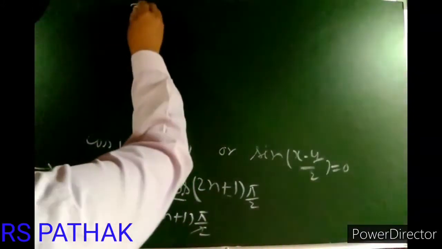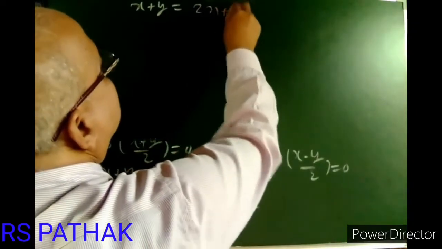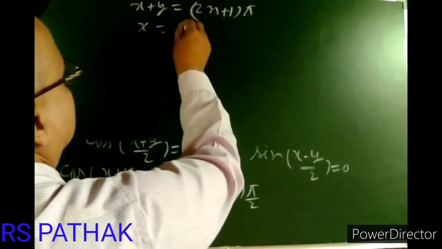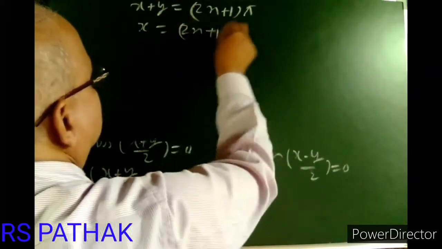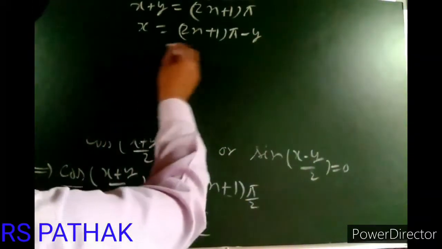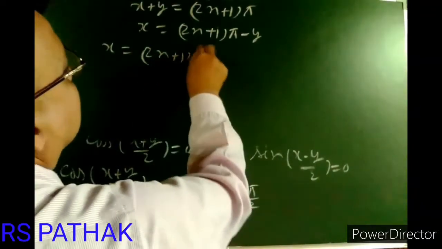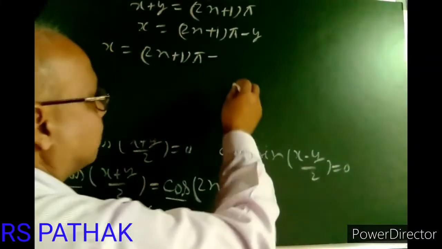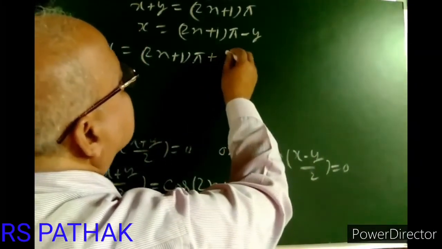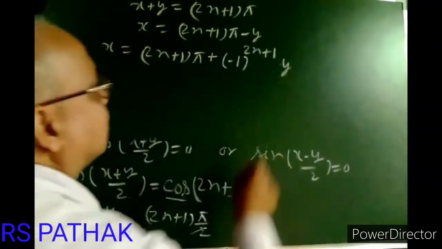Then x plus y equal to (2n plus 1) pi. x is equal to (2n plus 1) pi minus y. I am modifying this: (2n plus 1) pi minus y. Minus y can be written as plus minus 1 to power (2n plus 1) y.